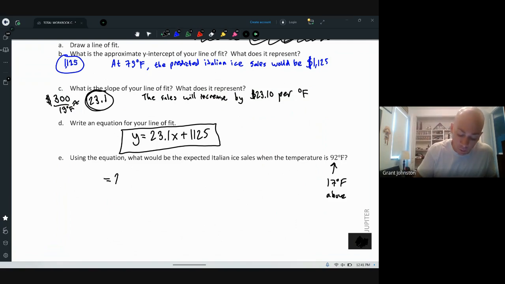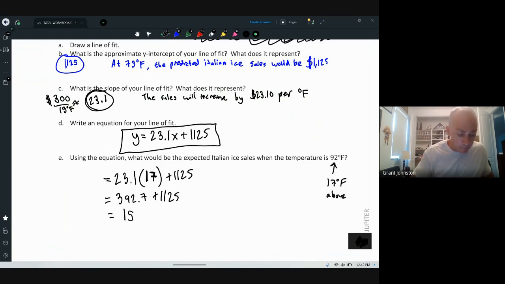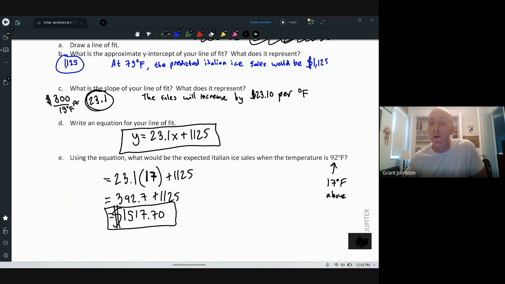So I'm going to go 23.1 times 17 plus the 1,125. That's going to be 392.7 plus 1,125. And I got 1,517. That would be the predicted sales at 92 degrees.